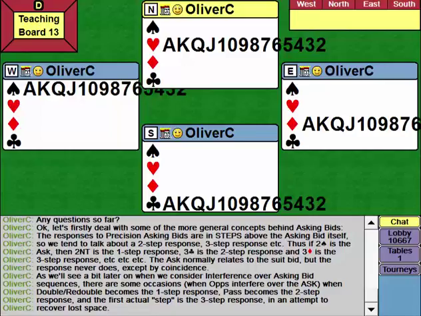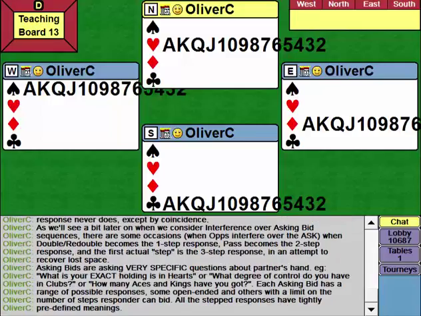The next thing is that asking bids are asking very specific questions, and they're normally getting very specific responses. For example, I mentioned the bidding sequence of one club, one heart, two hearts. That two hearts bid is an asking bid called Gamma, which is asking specifically about the length and quality of responder's heart suit. Responder's shown a heart suit with one heart and two hearts is asking about it.